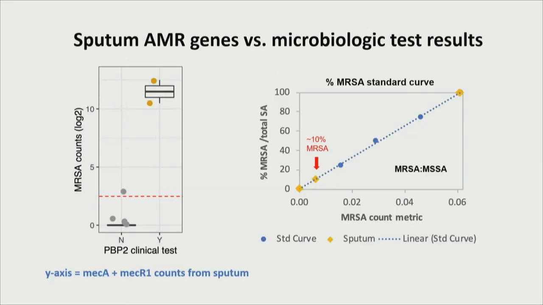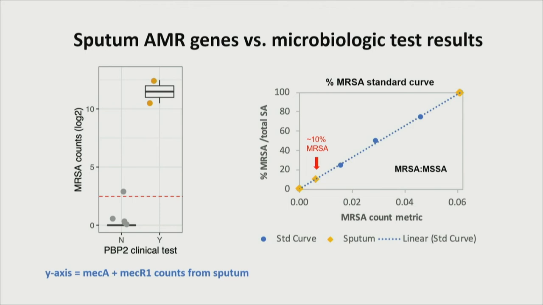So we just talked about species. Let's go to strain. I'll go real quick. When we talk about strain, the most common issue that comes up is MRSA versus MSSA, right? And so on the x-axis here are patients who in the micro lab had a positive colorimetric test for PBP2, meaning that they had MRSA, versus patients whose was negative, meaning that they had MSSA, and then this here is our assay for MRSA counts.